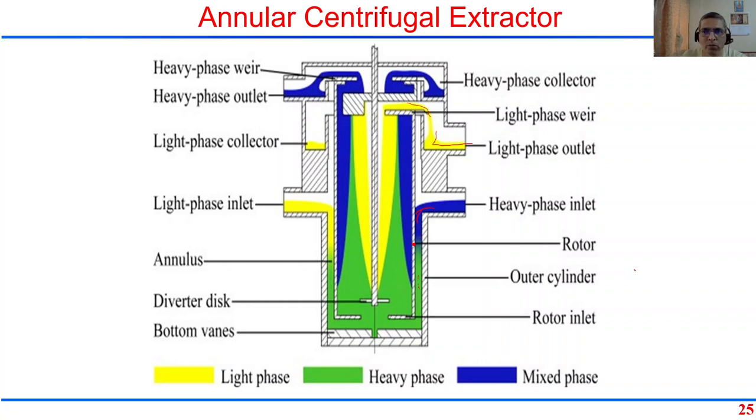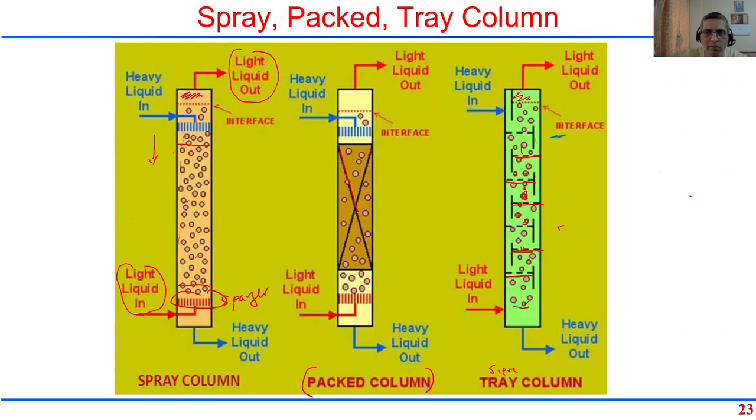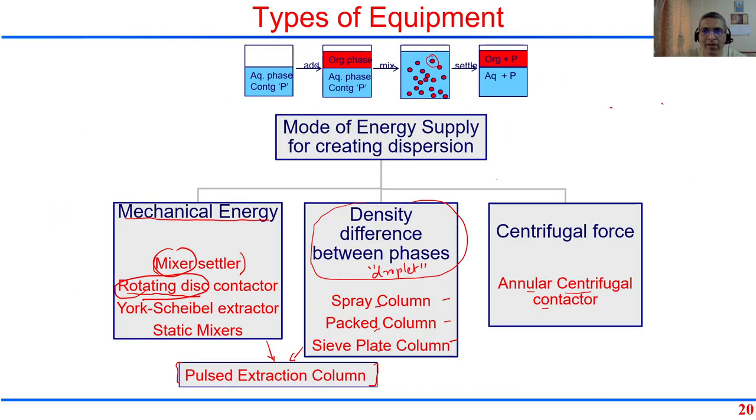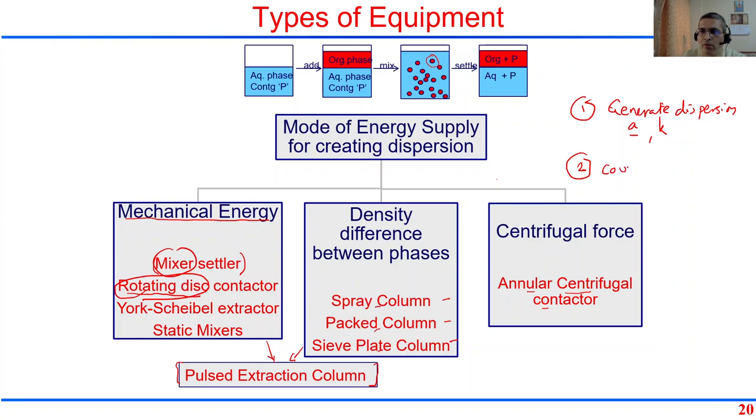Yeah, so what I want you to do now is to think about how we are generating a dispersion. So what do we want? We want to generate dispersion, which means we want to create interfacial area. We want to have a good mass transfer coefficient. And second, we want to have countercurrent flow. And third, we want to have plug flow of both the aqueous phase as well as the organic phase. These are the three requirements.